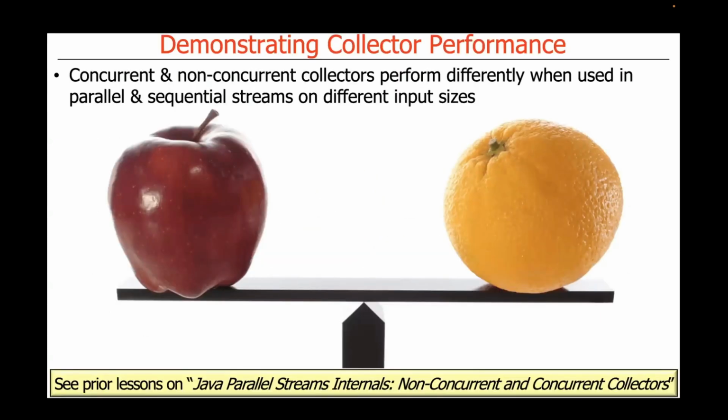So this is the key thing to remember. If you remember nothing else from this case study, remember that concurrent and non-concurrent collectors perform differently when we use them in parallel and sequential streams for different input sizes. As is so often the case when we start dealing with parallel processing, the larger the value of n, the bigger the difference in the performance benefits of using concurrency. When n is small, it doesn't really matter. Typically, as n gets larger, we get a bigger bang for our buck by using concurrency. We'll talk later in detail about why that is.